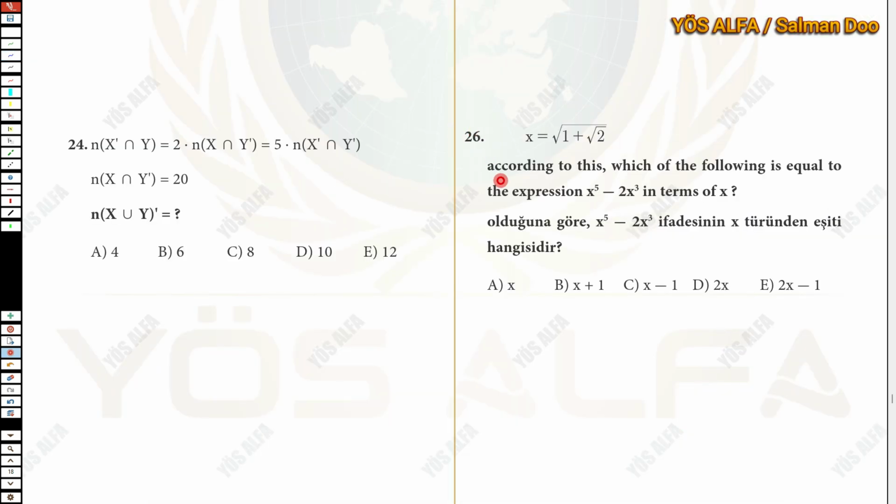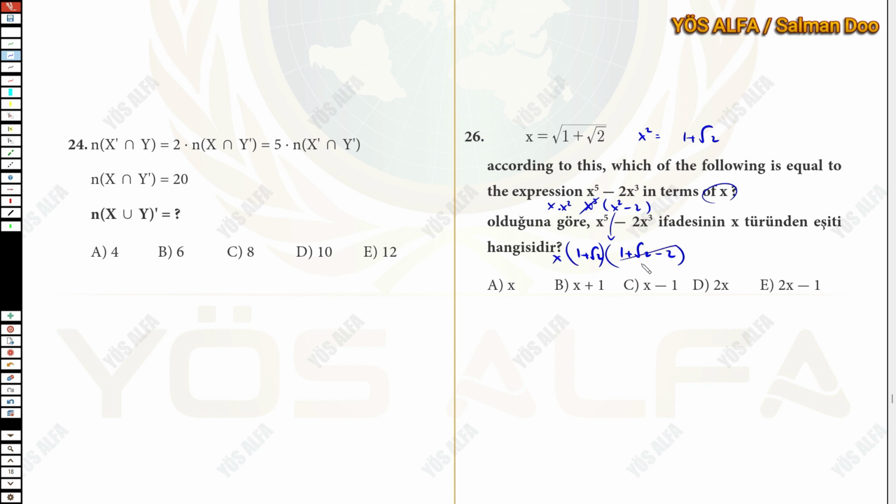E. 26. According to this expression, which of the following is equal to the expression x to the 5 minus 2x cubed in terms of x? So let's factor out x cubed. So we have x squared minus 2 over here, and x cubed can be written as x times x squared. So we know that x squared is 1 plus root 2. So we have 1 plus root 2 minus 2 times 1 plus root 2, which is x squared, times x.